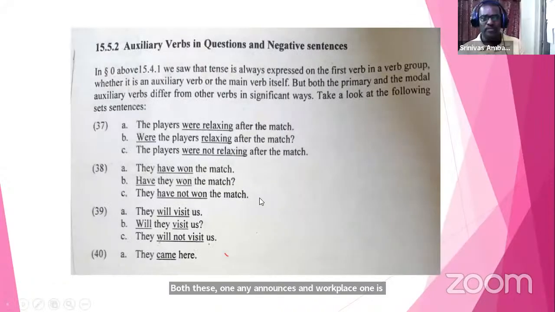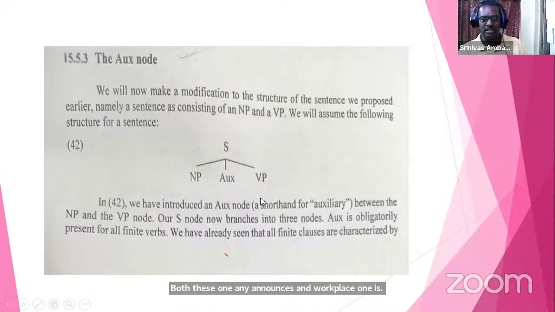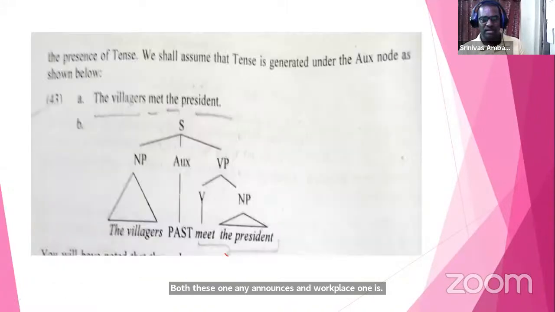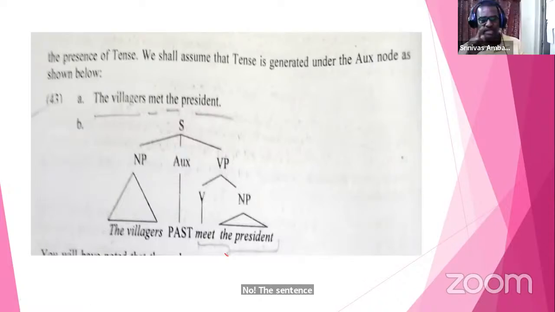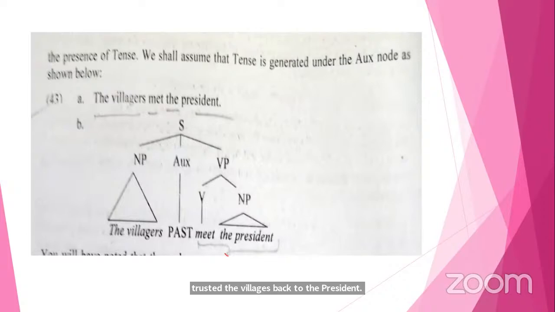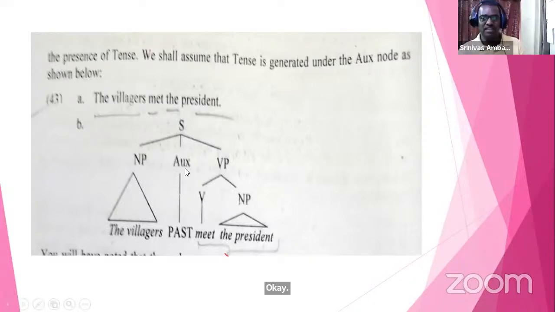Here you can understand this. Now I'll skip this, just read this. The villagers met the president. I take the villagers as a noun phrase. After that, met is a past tense, no? Yes, sir, it's the past tense. So that's why I wrote past. This comes under auxiliary.